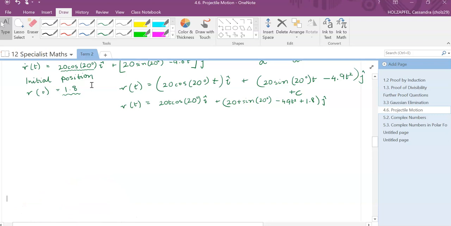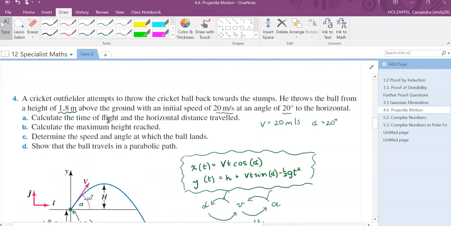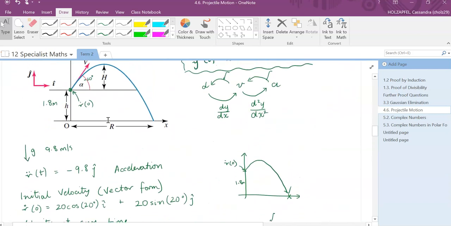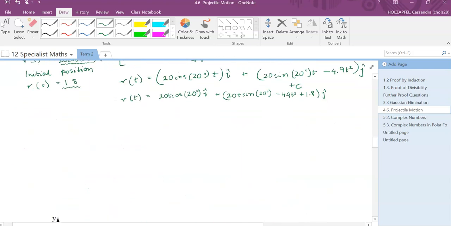So what was the question actually asking us? It was asking us to find the time of flight. So the time of flight, we're going to have to work out, first of all, how long this particular distance is, and we're also going to have to work out how long it takes for us to get there. Okay, so we can sort of do this as a 2-in-1, couldn't we?